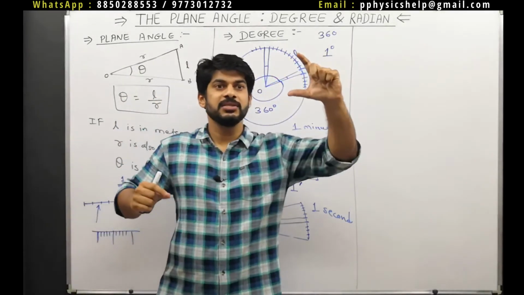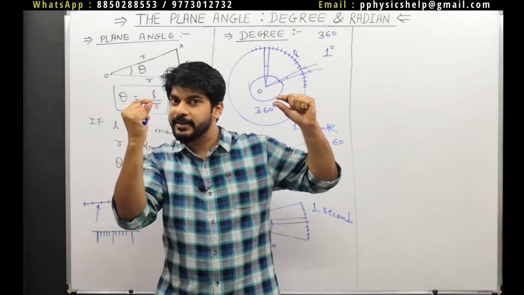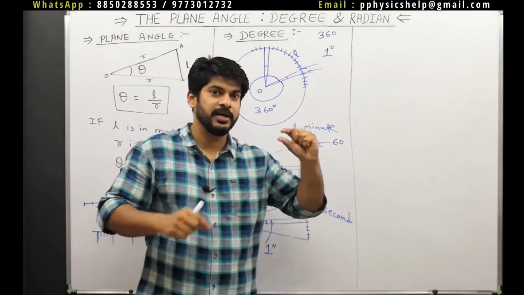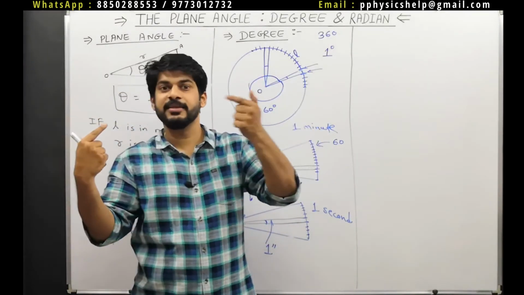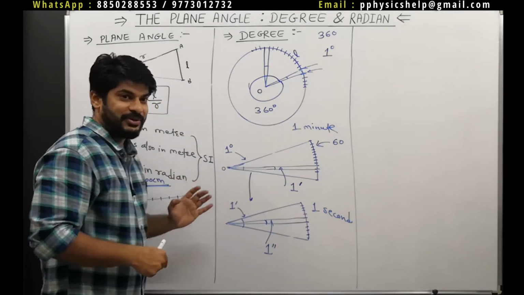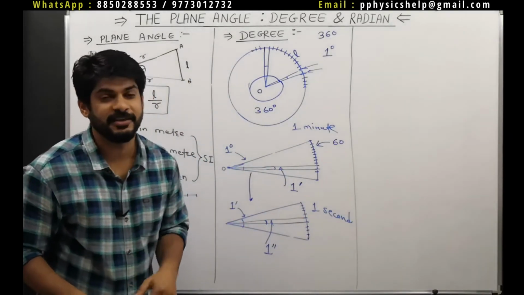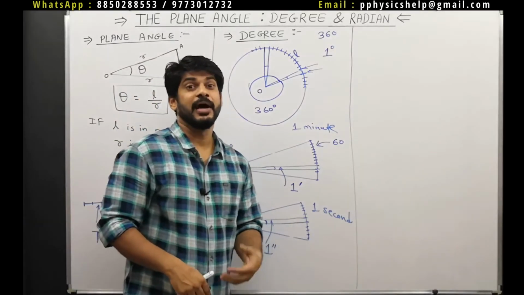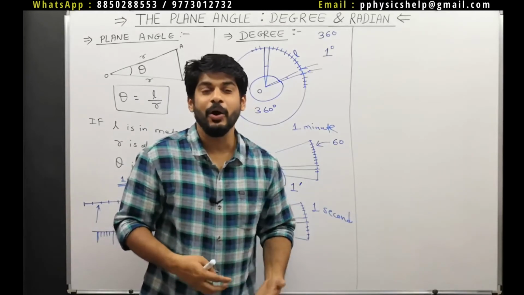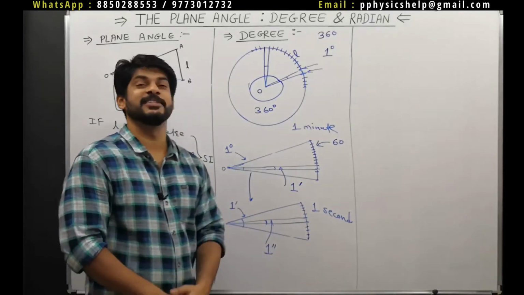Same here, 1 degree is divided into 60 equal parts and each part subtends some angle at the center, that is called 1 minute. Then again we divide 1 minute into 60 equal parts, each part subtends a certain angle at the center and that is 1 second. You can imagine how small these angles are, and how amazing these measurements and experiments would be when you are dealing with angles like seconds.